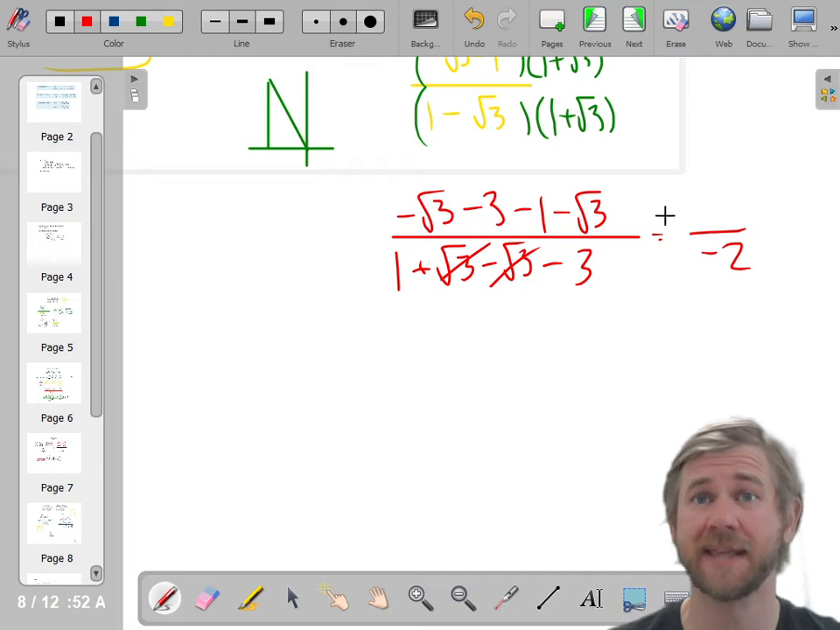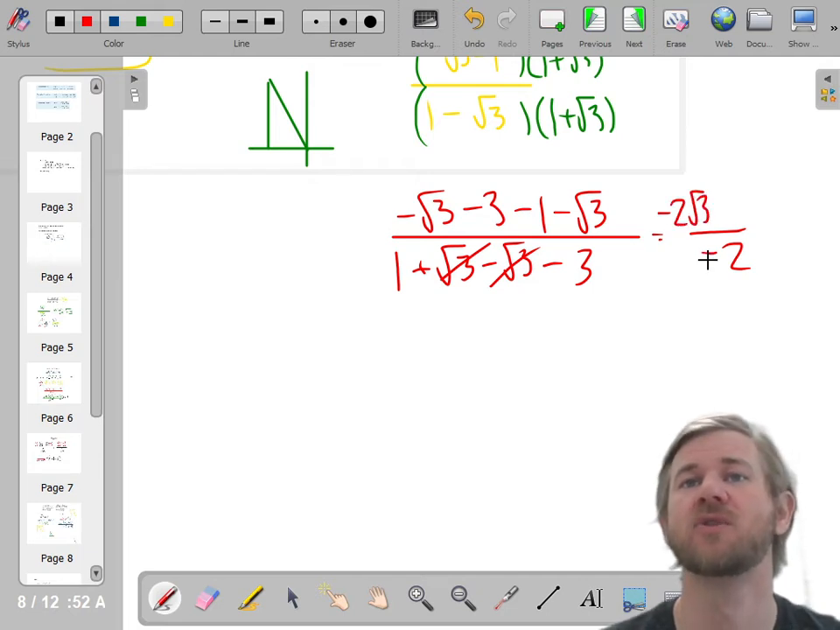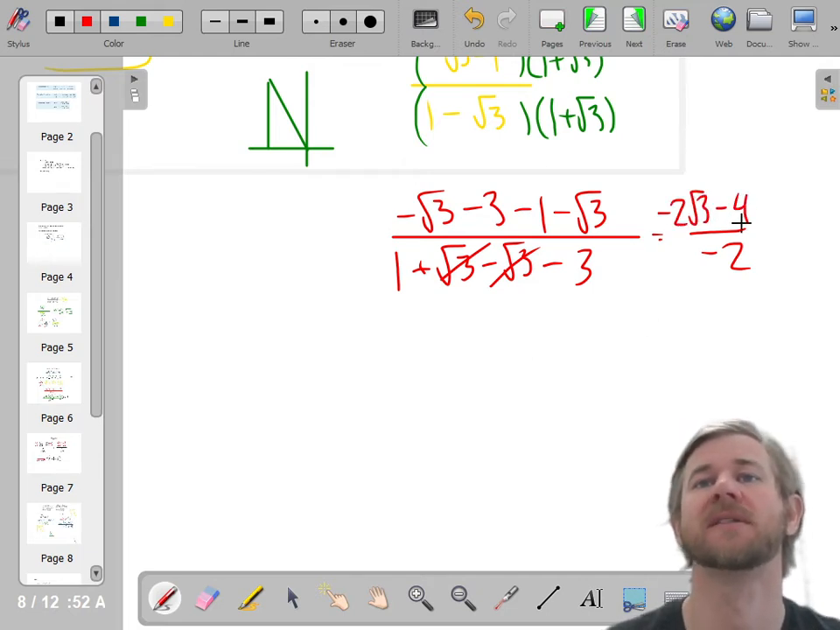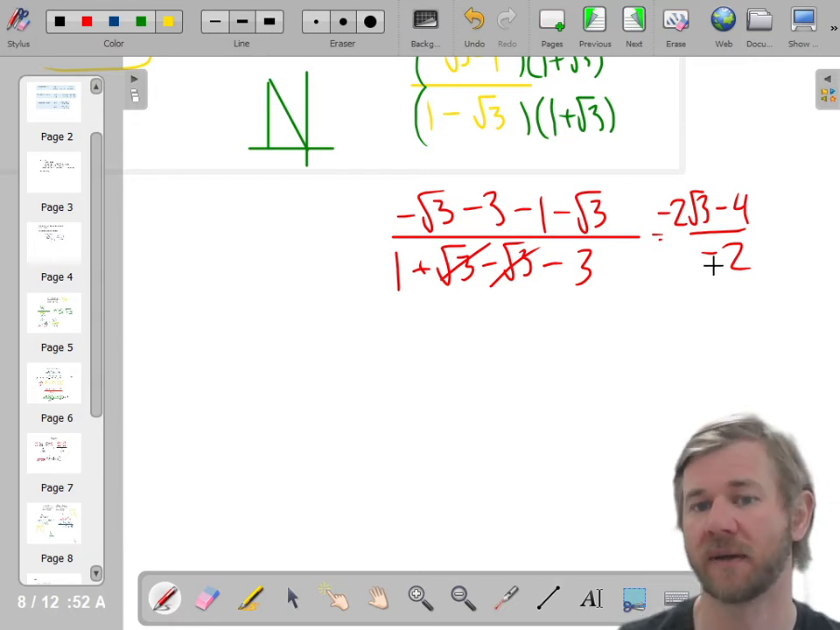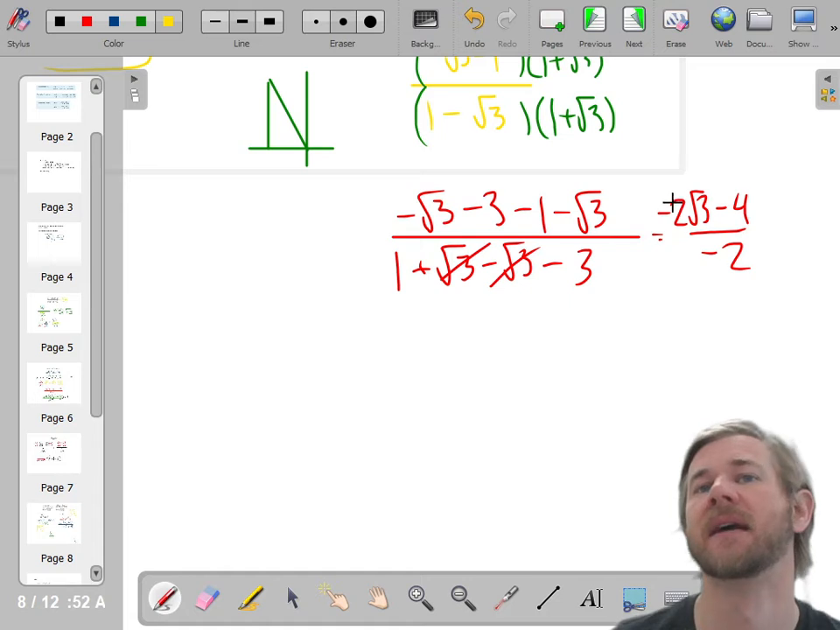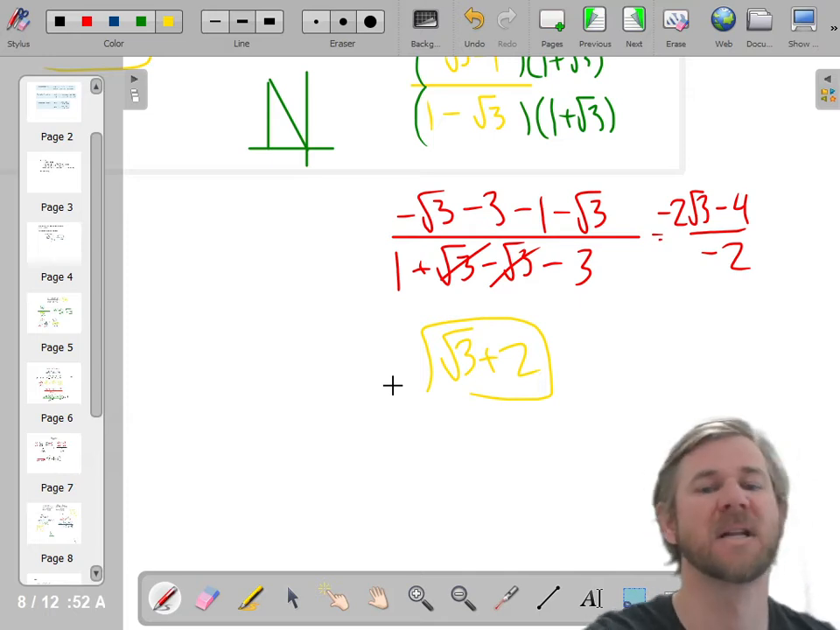Radical 3 and radical 3, that's 2 of them. They're negative, so negative 2 radical 3s, and negative 3 minus 1 makes negative 4. So finally, when I distribute the negative 2, I'm really distributing a negative 1/2, negative divided by negative is positive radical 3, and negative divided by negative is positive 2. So radical 3 plus 2.